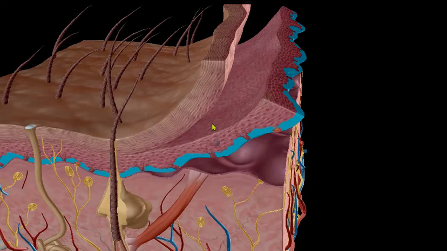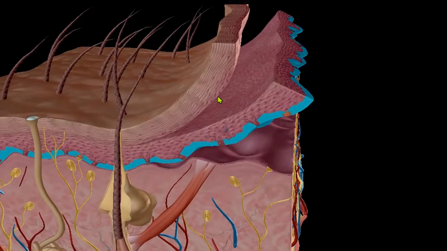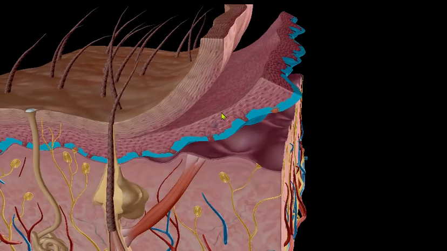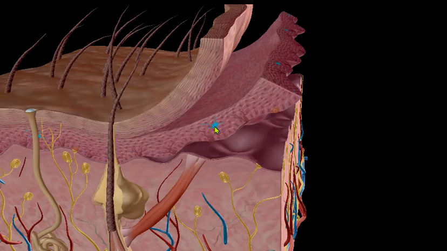Now we need to appreciate that within these layers there are a couple of interesting cells that we may find. First and foremost, we're going to look at the layer we referred to as the stratum spinosum. Within the stratum spinosum, you're going to find these particular cells here.